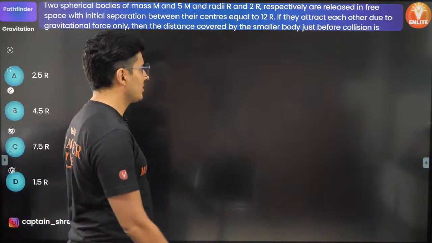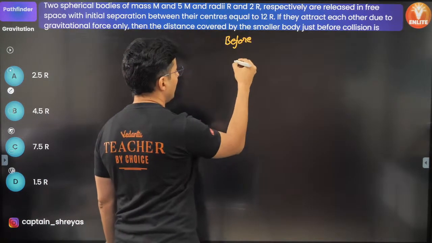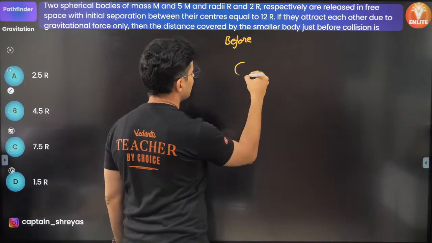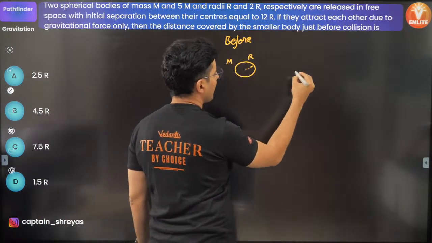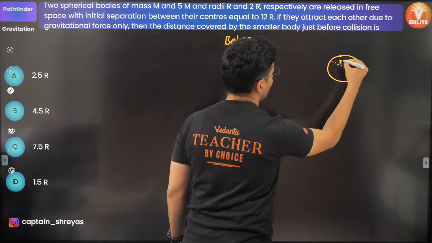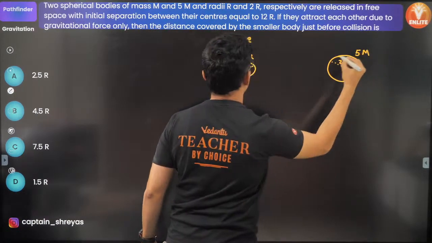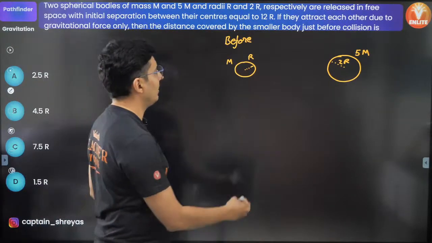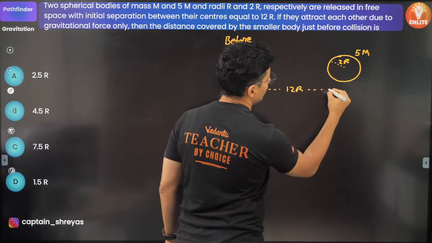Let's draw the diagrams first. This is the diagram before, and then I'll show the diagram afterwards. Two bodies, mass m, 5m, radius r, 2r. So this is radius r, having mass of m. And you have another mass over here, and this radius is 2r, and the mass is 5 times m. Okay, so this is how it looks. Their centers are separated by a distance of 12r. So center to center distance is basically 12r.